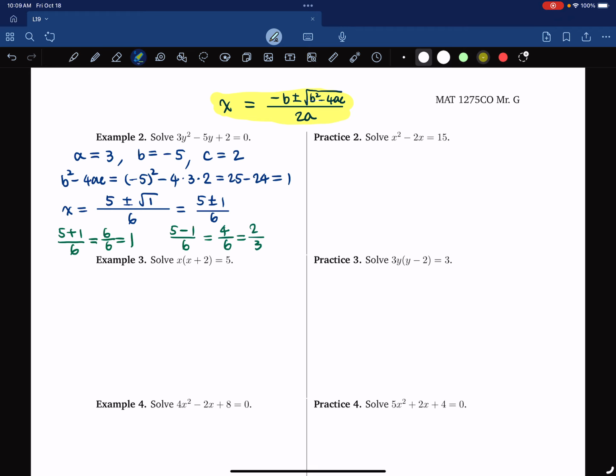So we got two solutions, as you can see. 1 and 2 over 3. Okay, I'd like you to practice with practice 2. Solve it and then check your answer. I'm going to give you the solution right here.